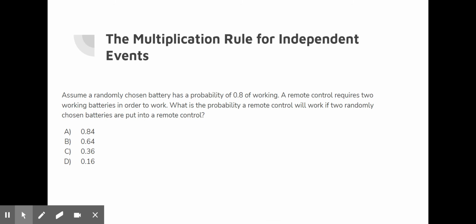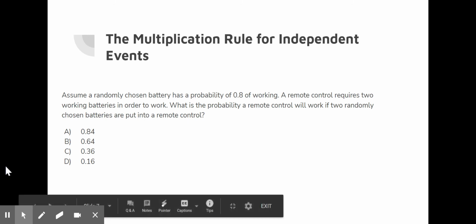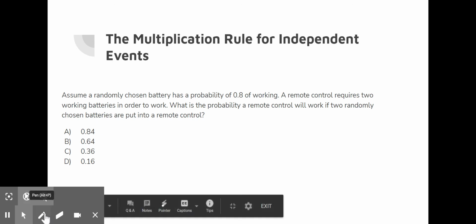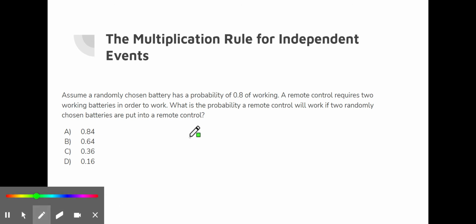Assume a randomly chosen battery has a probability of 0.8 of working. A remote control requires two working batteries in order to work. What's the probability a remote control will work if two randomly chosen batteries are put into a remote control? So what you want to do here is just go ahead and multiply, right?